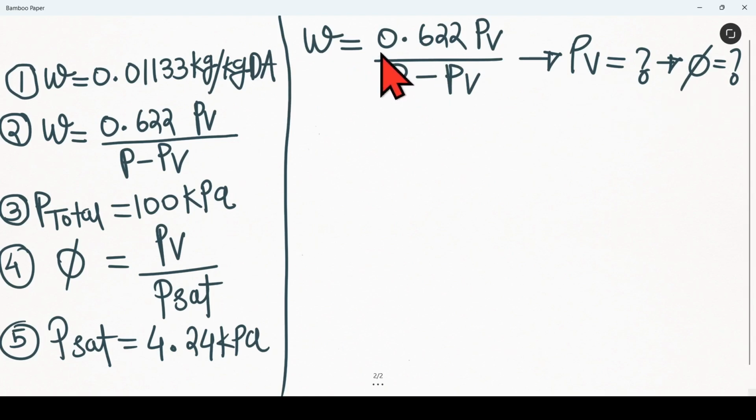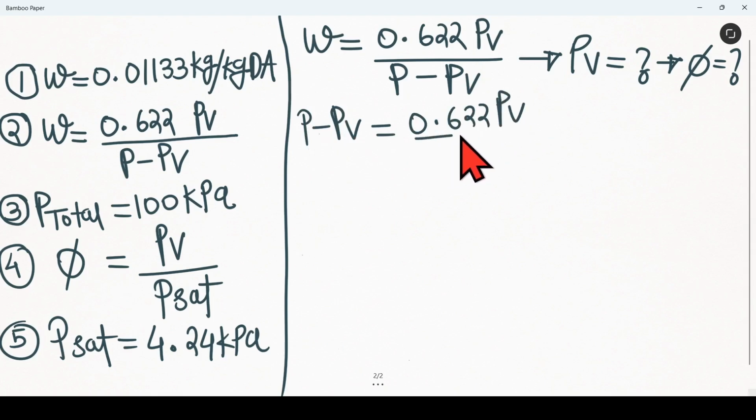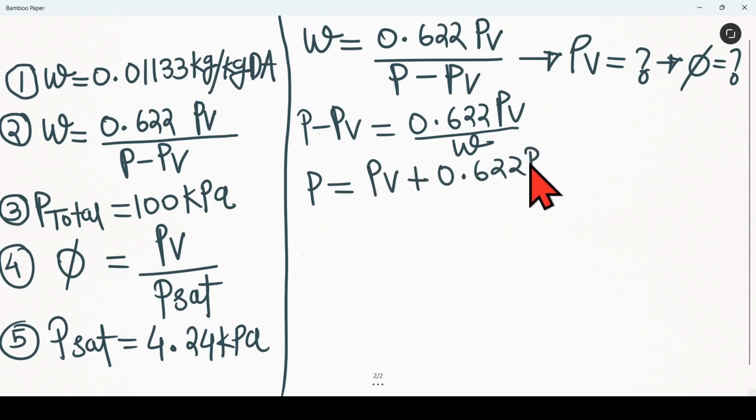So I will rearrange this equation. I will multiply P minus PV on the left hand side and divide by omega on the right hand side. So I can write P minus PV is equal to 0.622 PV divided by omega. I can rewrite it as P is equal to, taking PV to the right hand side, PV plus 0.622 PV divided by omega.